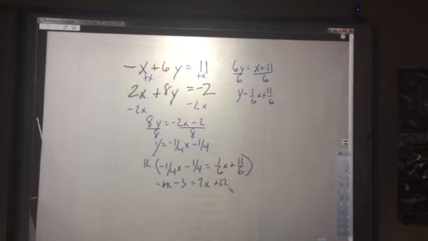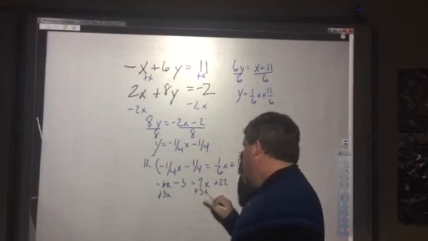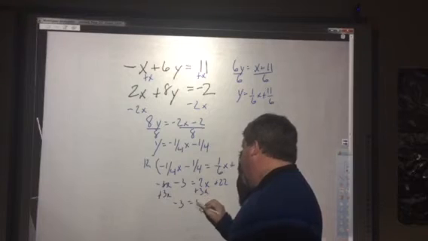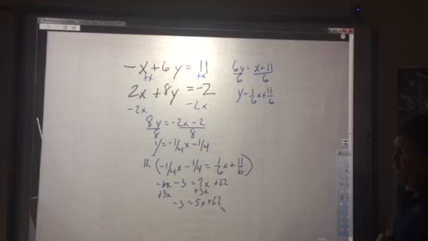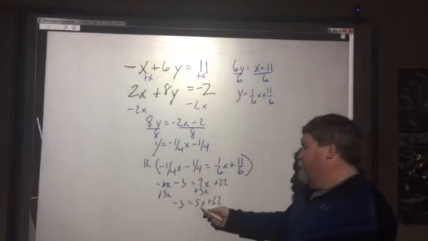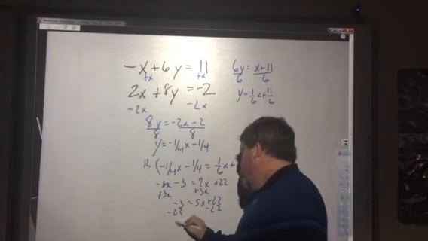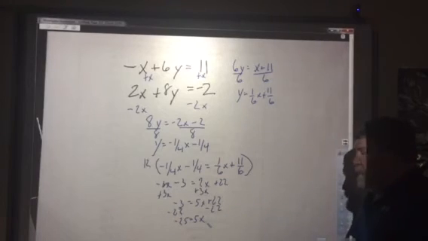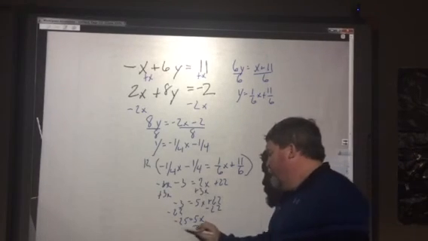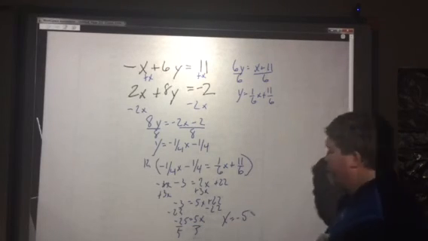So we are going to solve this now for x. I'm going to keep my x positive, so I'm going to add 3x to both sides. So negative 3 is equal to 5x plus 22. I have x's on my right, so I put my numbers to the left, so I subtract 22. So negative 25 is equal to 5x. To get x by itself, we divide by the number in front of it. So we get x is equal to negative 5.